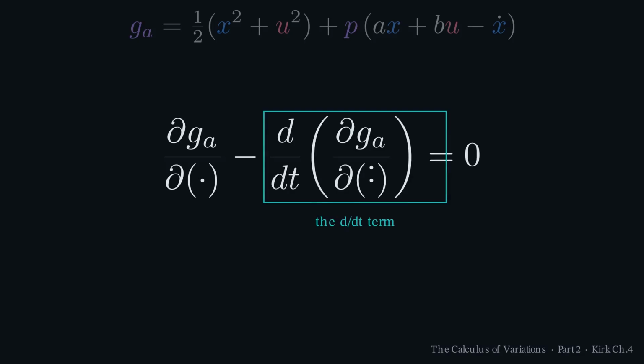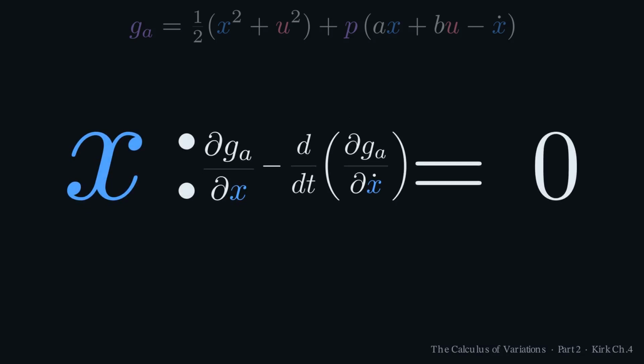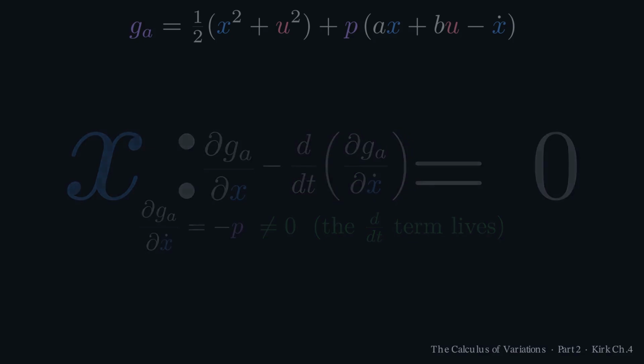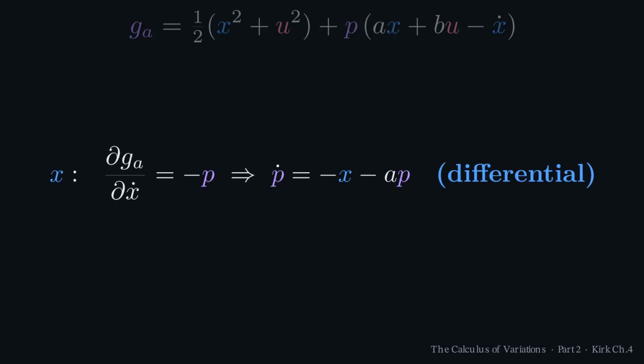Take the state x. The partial with respect to x dot is minus p, because x dot is sitting right there in g minus a. So the time derivative term is alive and the equation becomes p dot equals minus x minus a minus p. It has a derivative in it. It is a differential equation.